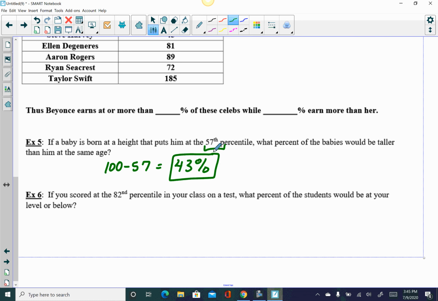Okay, and then I encourage you to try example 6. All right, hope this helps.